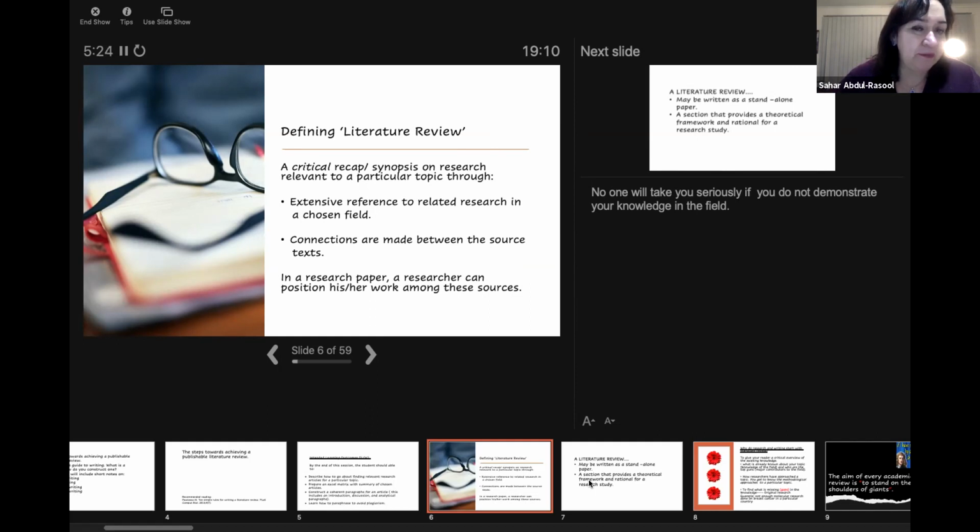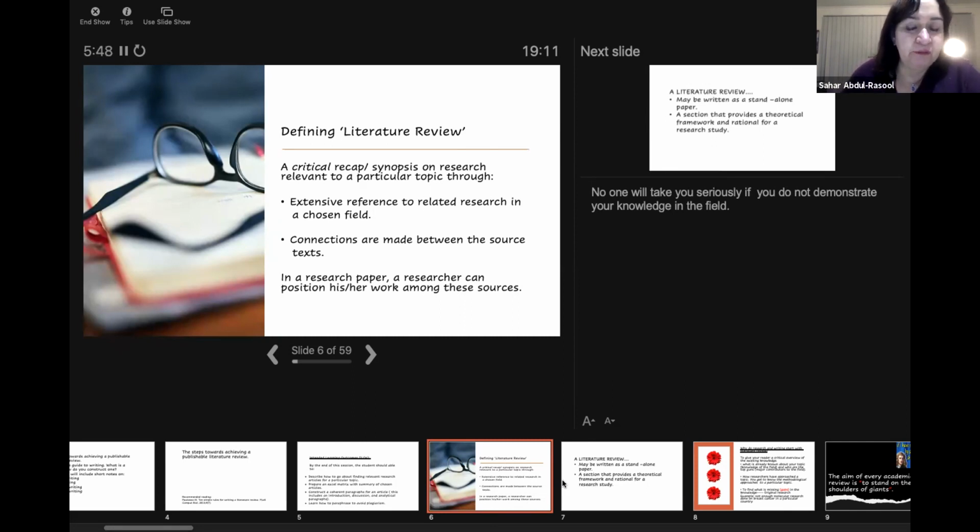So you're not repeating what the others have said. That's not the purpose of a literature review. In a literature review, you have to reach your own criticism and analysis of the paper that you have indicated. And then you have to find the gaps in the knowledge. Where is the gap in that particular knowledge? So it's not a very easy process.